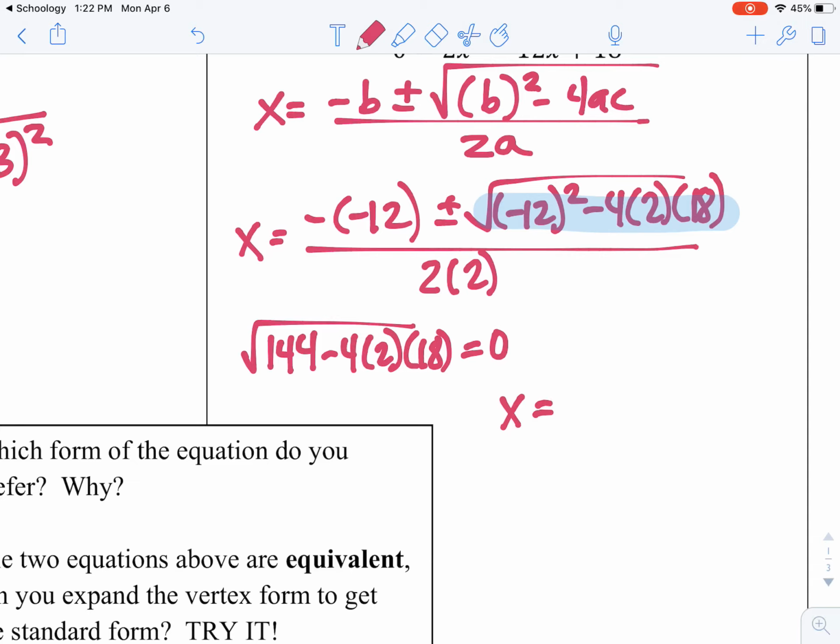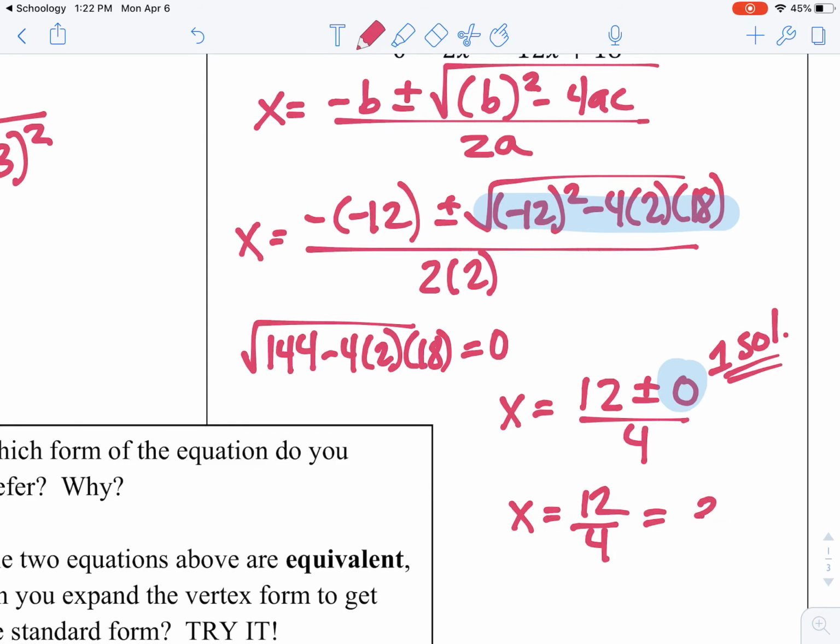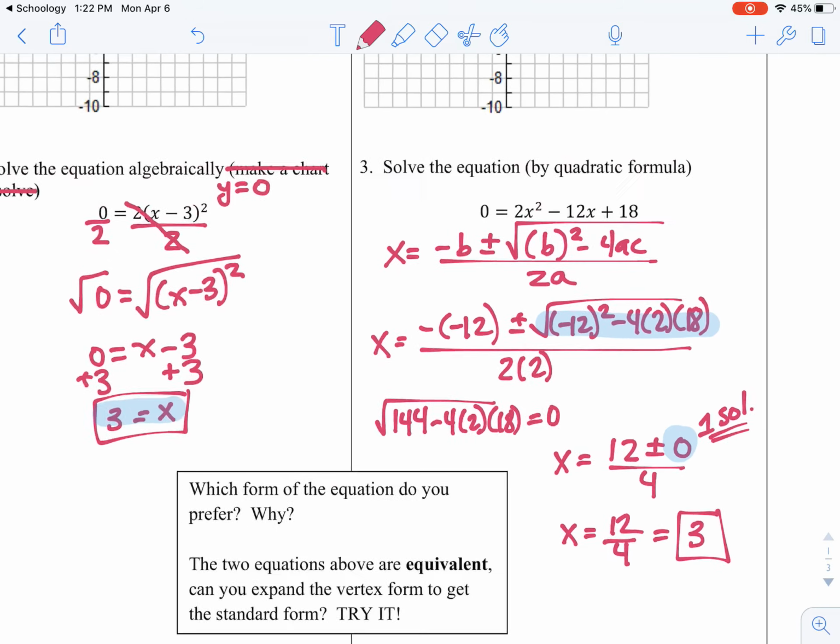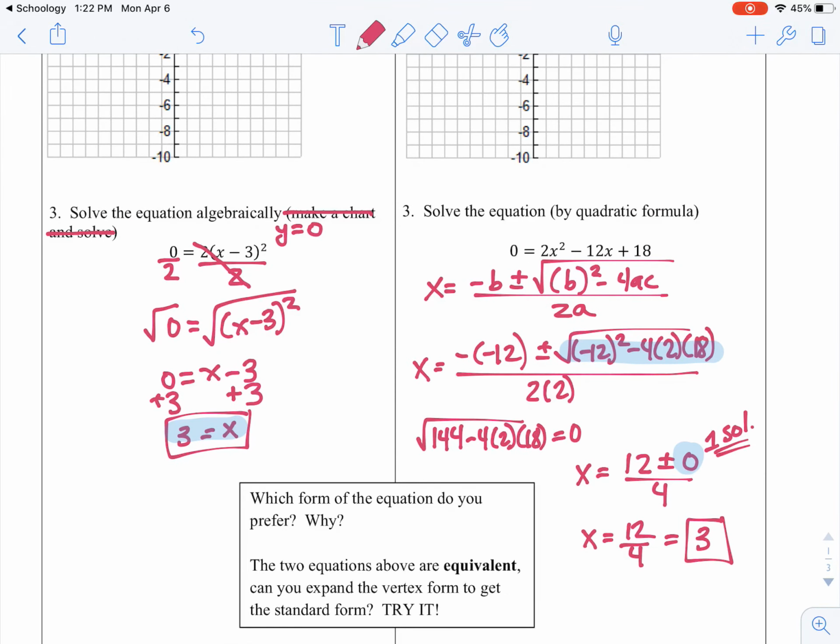So now I have x equal to 12 plus or minus 0, over 4. Remember, when we get the 0, we only have one solution. So x is equal to 12 divided by 4, which equals 3. So we're going to zoom out here, and we can see that we have the same answer: x equals 3 and x equals 3.